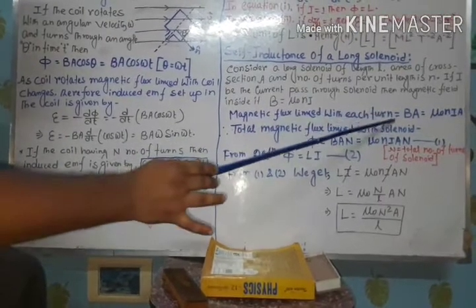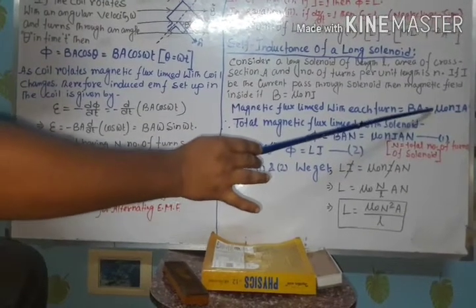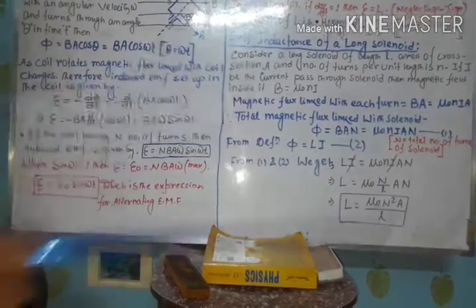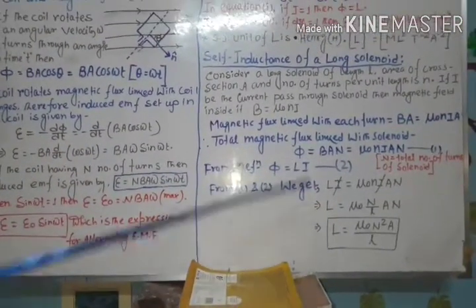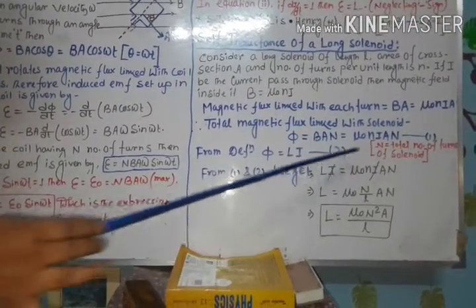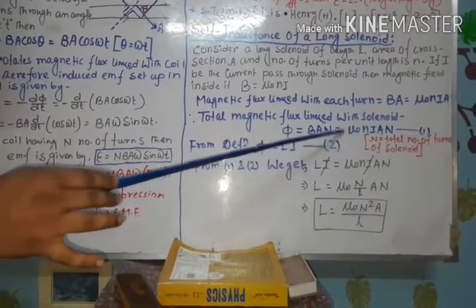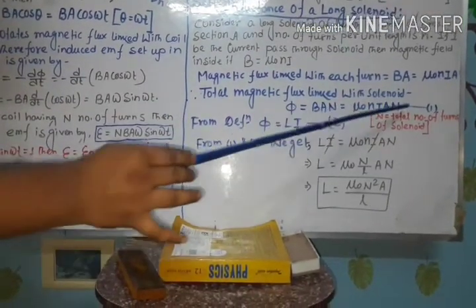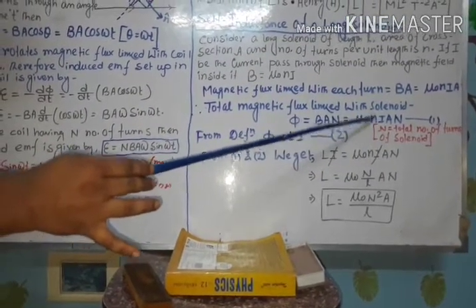As there will be some magnetic field inside the solenoid, the magnetic flux linked with each turn is equal to BA, because this is the definition of magnetic flux. Now putting the value of B from here, the expression becomes mu naught n I A. Total magnetic flux linked with the solenoid, phi equals B A N, where N is the total number of turns of the solenoid. So this is an expression for the total magnetic flux linking with the solenoid.